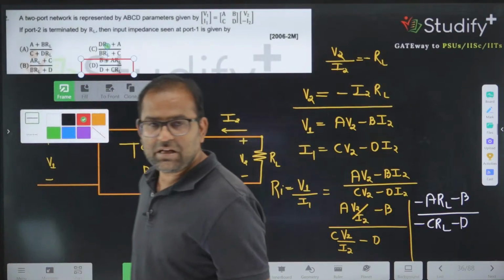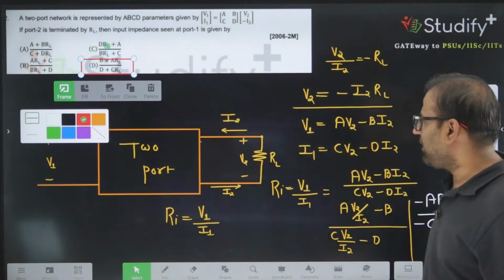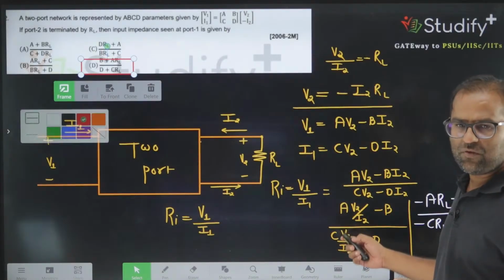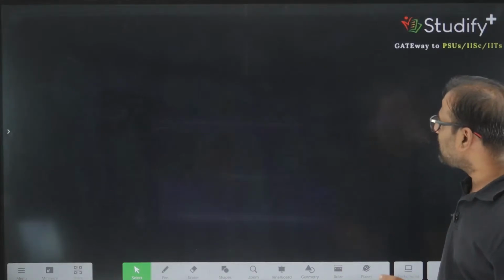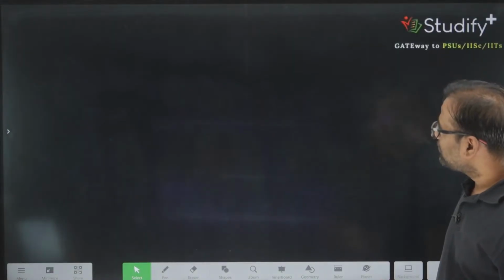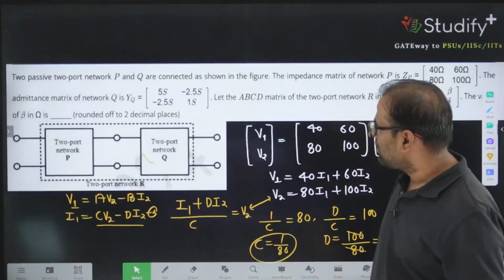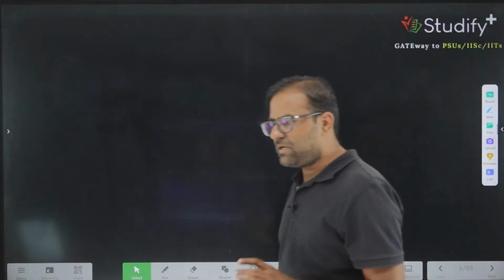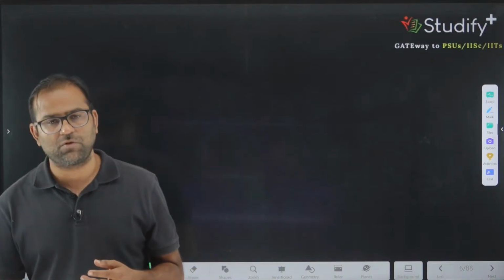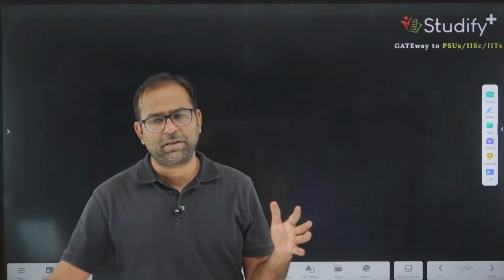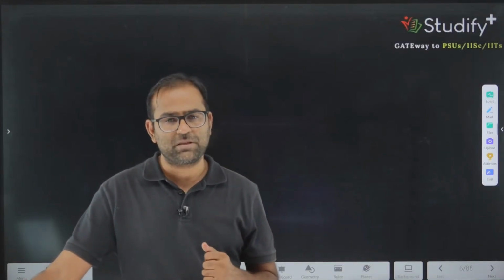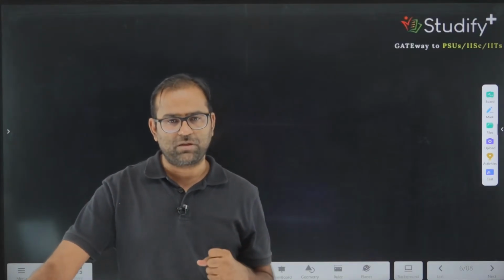So this is our analysis for two-port network, in which the connection is very important for every network. Any question remaining now? Okay. So we have tried maximum previous year questions of 2 marks, and we have talked about all parameters which is mentioned in your GATE syllabus, and I hope you have understood it. Thank you very much.